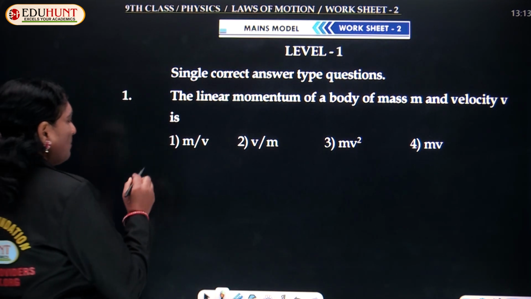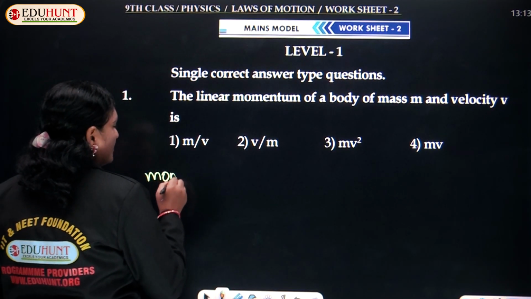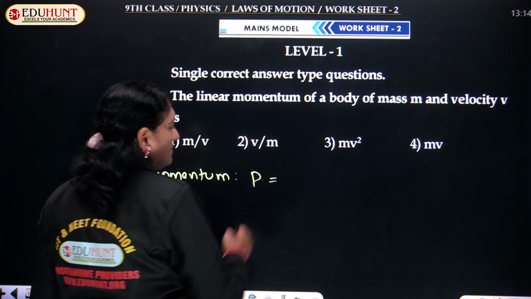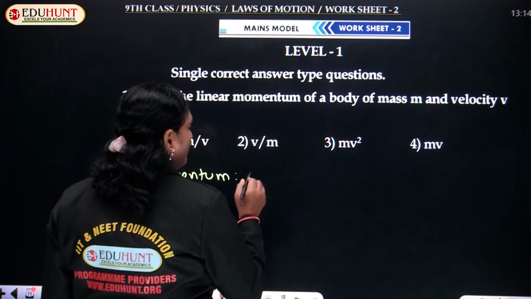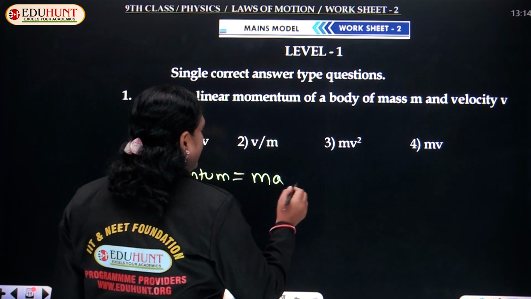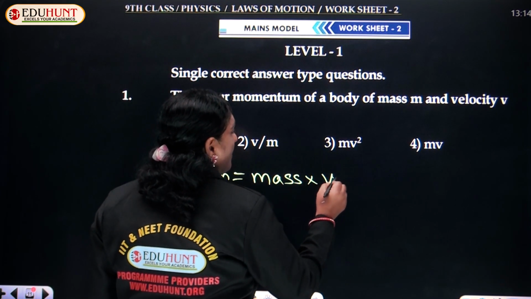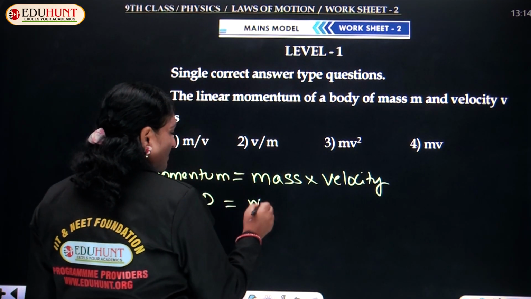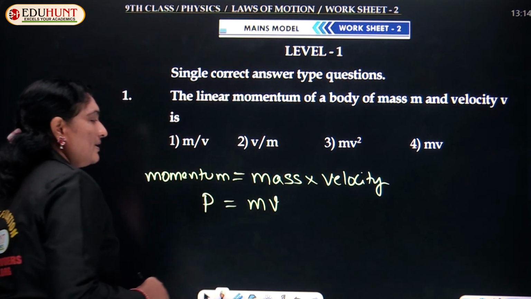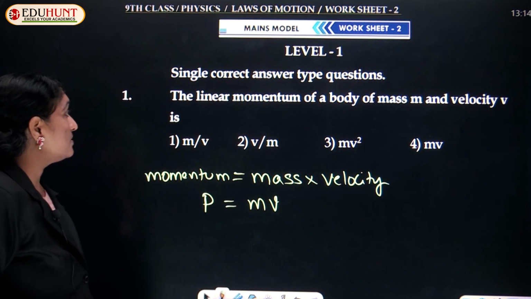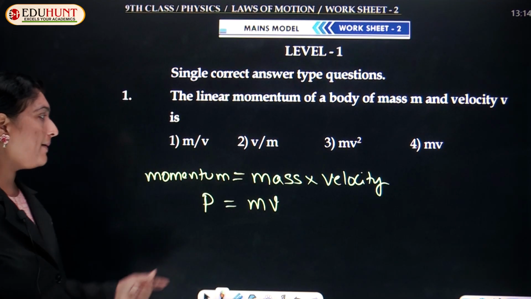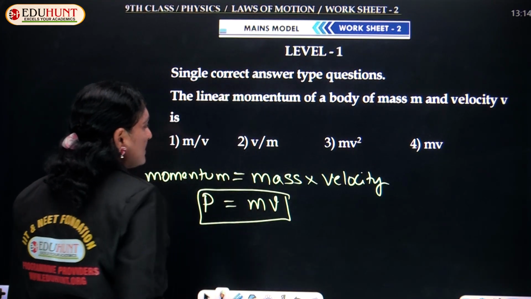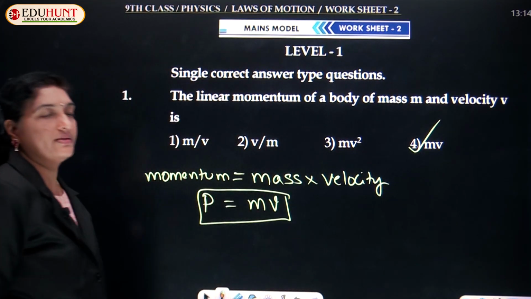Children, as we know that momentum or linear momentum indicated with the letter P is given as the product of mass and velocity. Momentum or linear momentum is nothing but the product of mass and velocity of the body. It is indicated with the letter P, which equals mv. Well, momentum is a vector quantity. So, the linear momentum of a body of mass m and velocity v is given by P equals mv. So, where is mv? Here, the fourth one is your correct option.